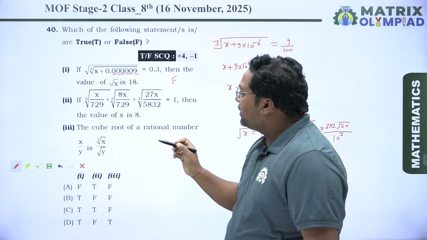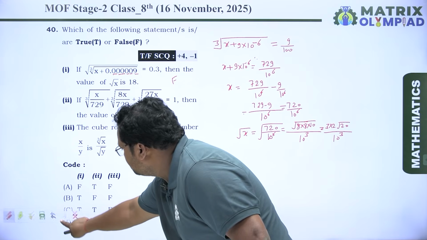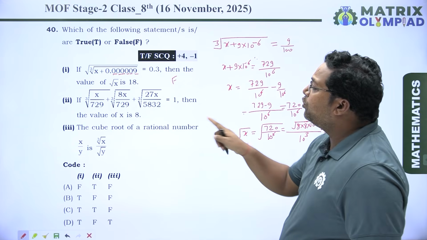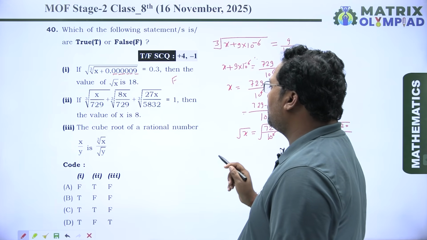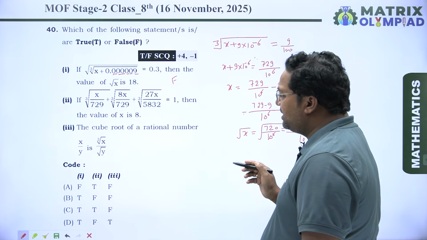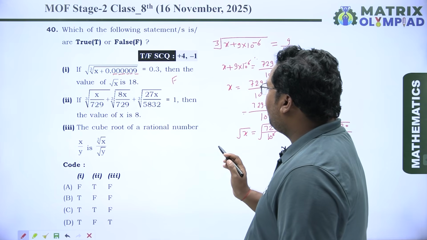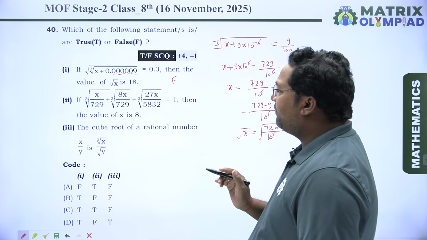Next is if cube root of x upon 729 plus cube root of 8x upon 729 plus cube root of 27x upon 5832 equal to 1, then the value of x is 8.